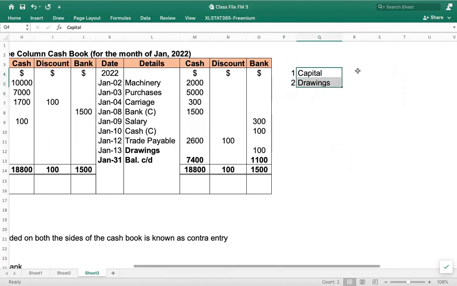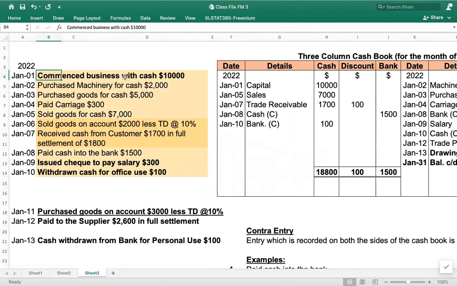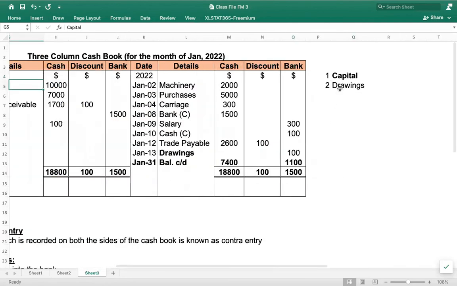So when the owner invests money, which account do we take? Capital. When the owner invests money in the business, see the first thing, I have taken capital. But when the owner withdraws money for personal use, which account will I take? Drawings. Capital represents that the owner is putting money in the business, investing money in the business, and drawings represents that the owner is using business money.